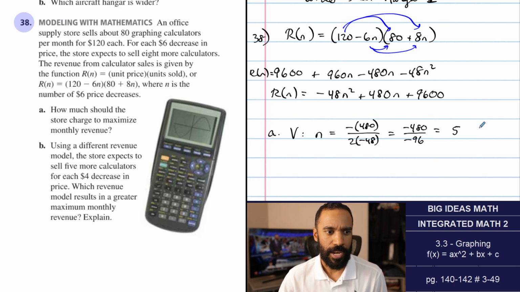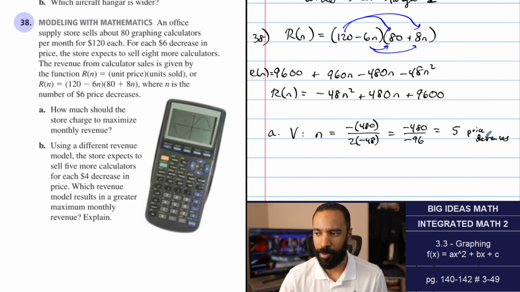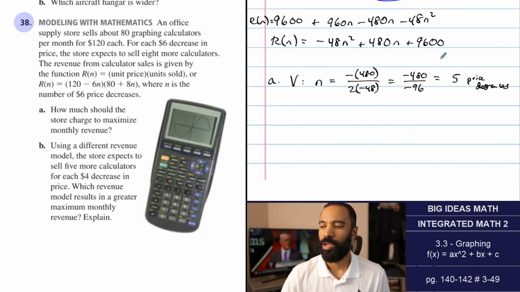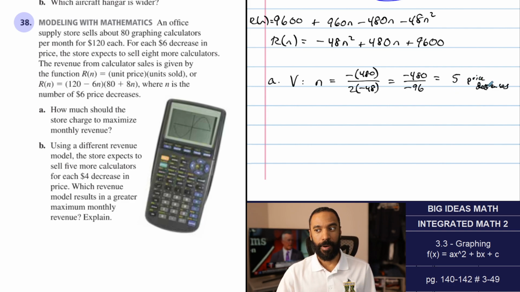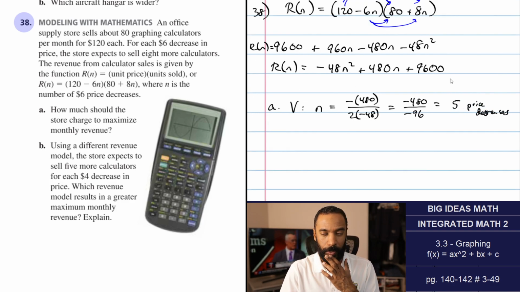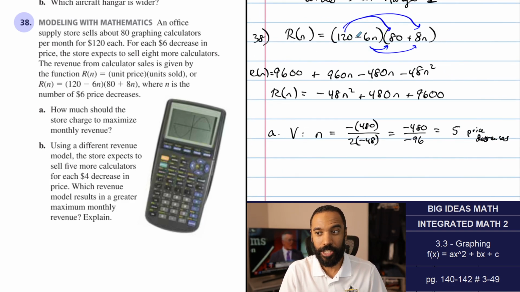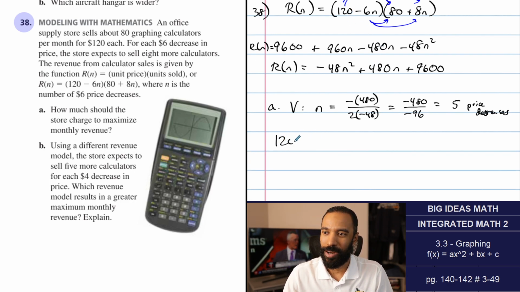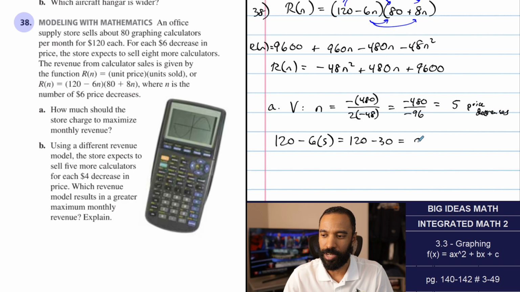So 5. This is 5 price decreases. Let's see how they say it. N is the number of price decreases. 5 price decreases. Now, they asked not how many price decreases, but how much should they charge. This number of price decreases will maximize revenue. So they should sell them that cheap. So 120 minus 6 times 5 is going to be 120 minus 30, which is 90.